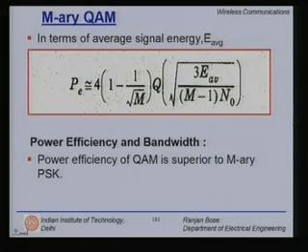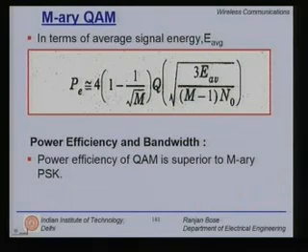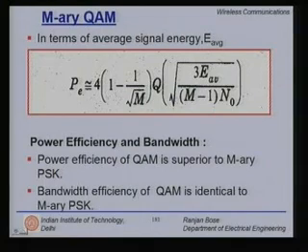Now let us talk about power efficiency and bandwidth. As always, whenever you have to pick and choose a particular modulation scheme, you have to talk about the power efficiency, the bandwidth efficiency, and how simple or complex it is to implement in the transmitter and receiver. So these are the three factors which must be considered for any modulation scheme. The power efficiency of QAM is superior to M-ary PSK. The bandwidth efficiency of QAM is identical to M-ary PSK.